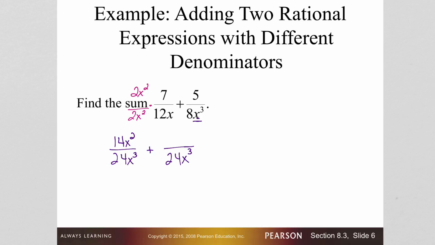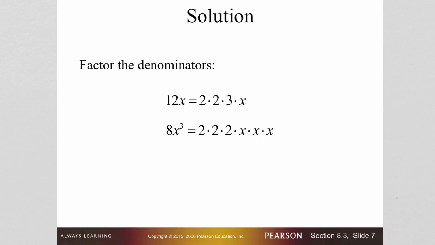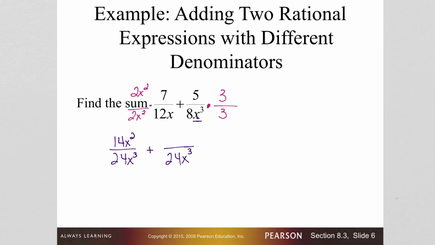Now, look at the fraction on the right. What can we multiply it by? I need it to be 24x to the third power in the denominator. So I need to multiply by 3 over 3. And so what do I get whenever I multiply those? 5 times 3 is 15.